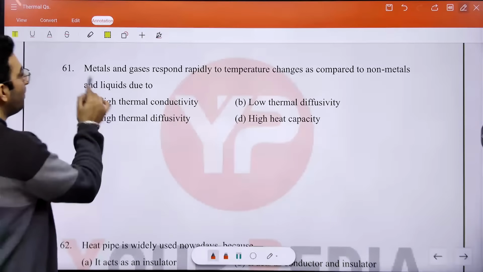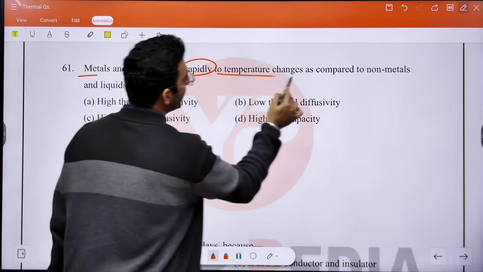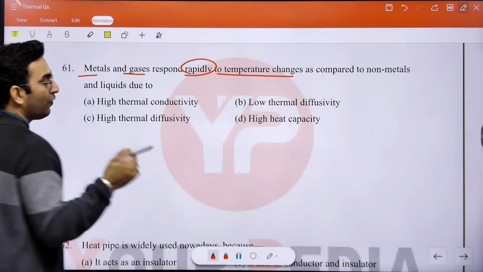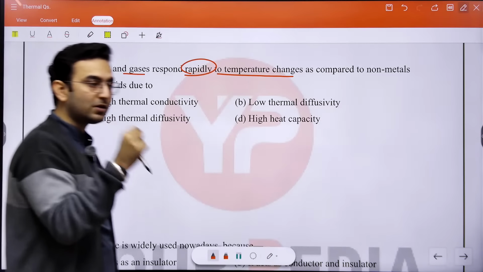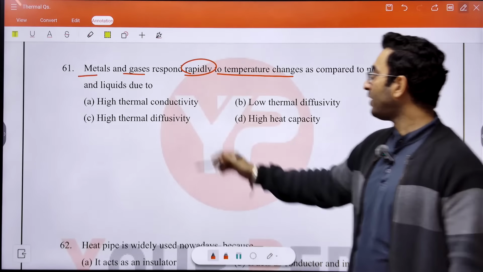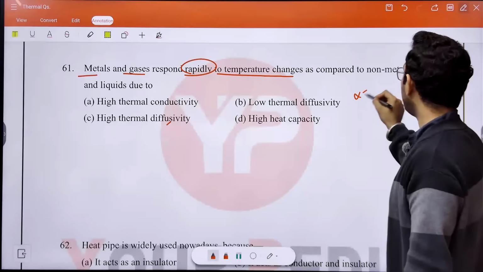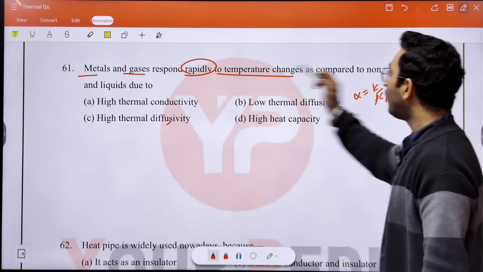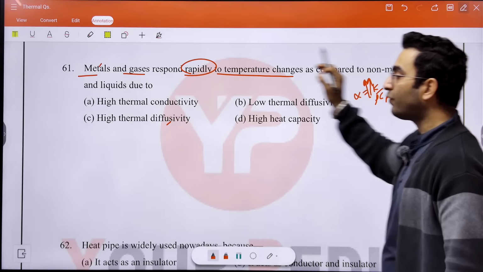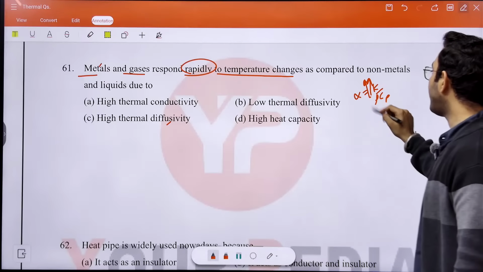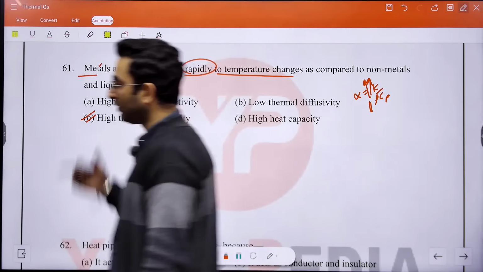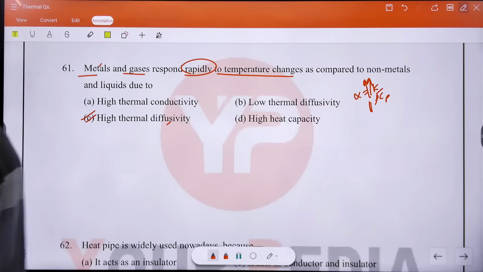Next, metal and gas respond rapidly to a temperature change as compared to the non-metal and liquid due to the, first of all, how fast the system is reacting to the surrounding temperature. It is checked with the help of thermal diffusivity. Thermal diffusivity is defined as the ratio of K by rho Cp. For the metals, generally the value of the thermal conductivity is very, very large here. But for the gases, the value of the densities are very, very less here. So due to the high value of the thermal diffusivity, they are going to react faster here. So option number C will be the correct answer.